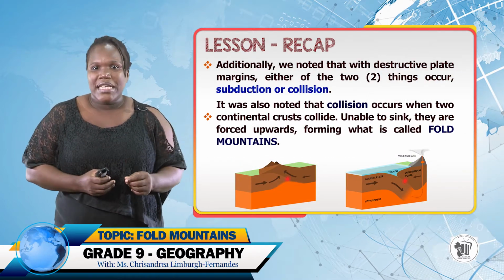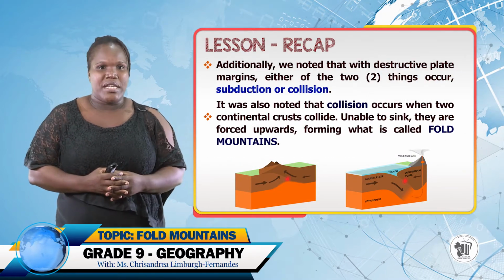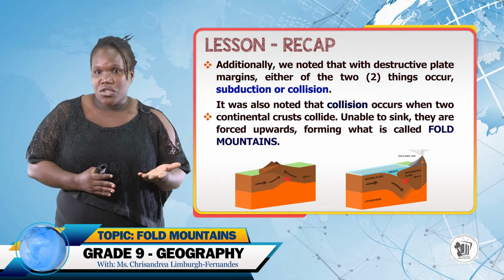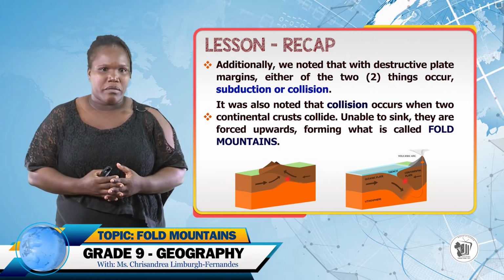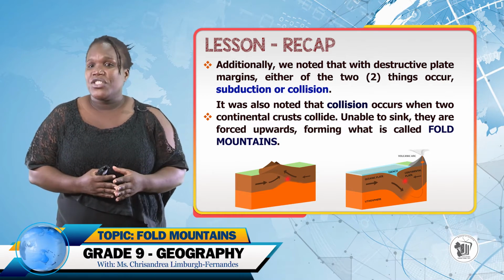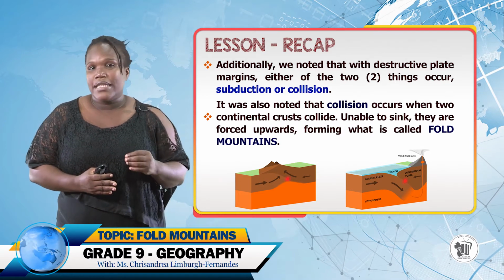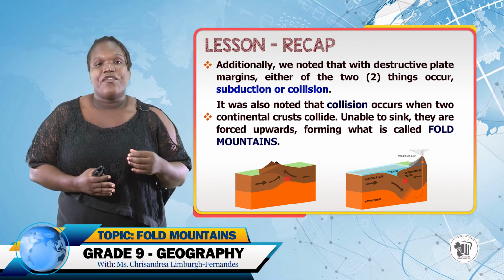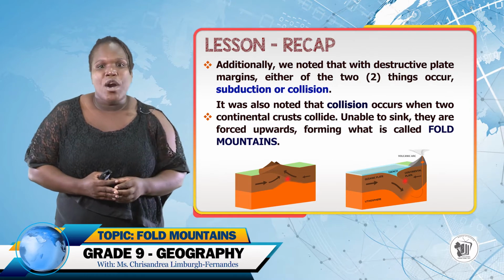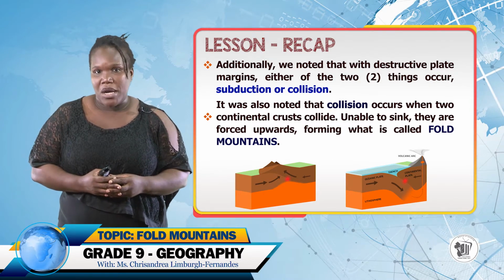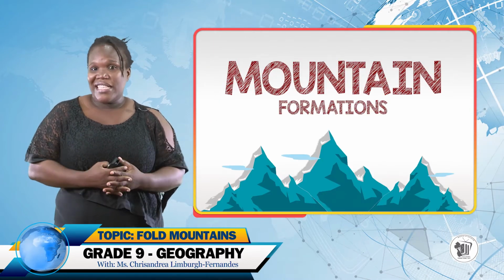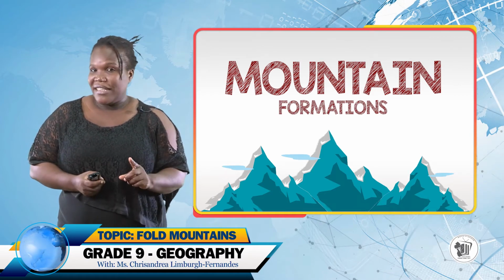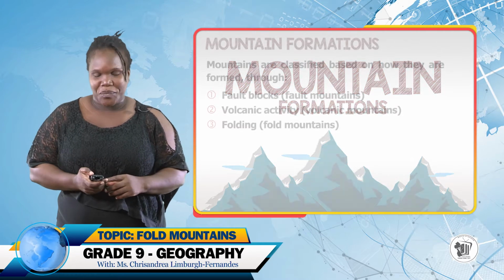Additionally, we noted at destructive plate margins, either of two things could occur, either subduction or collision. It was also noted that collision occurs when two continental crusts collide, and unable to sink, they are forced upwards, forming what is called fold mountains. Well, in this lesson, we will be looking at mountain formation, especially fold mountains.